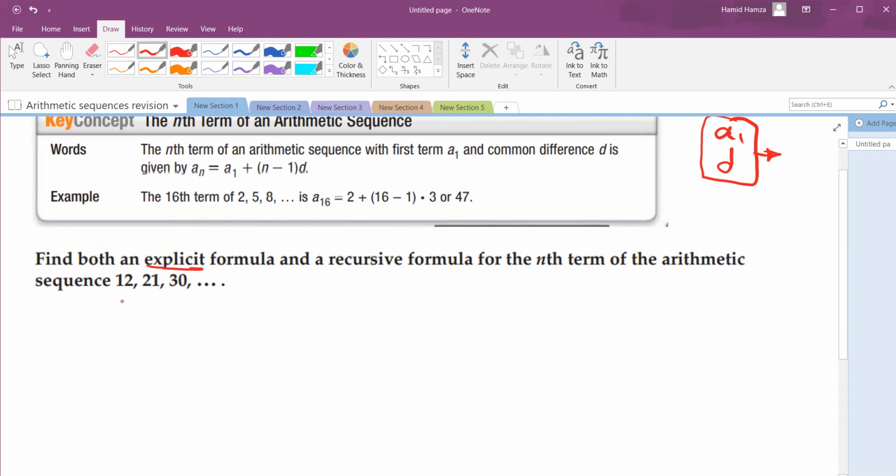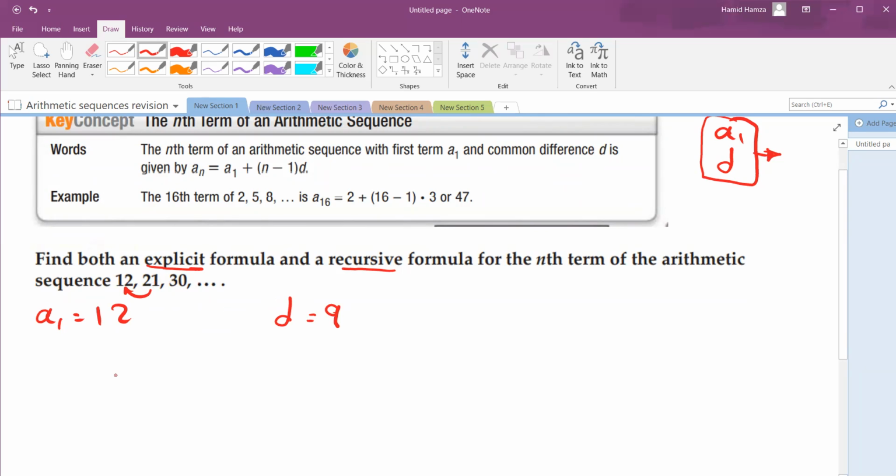In this one, he asked you to write the explicit formula and the recursive formula. So let's do this first, by finding the first term. The first term A1 equals 12. And D, the common difference: what is the difference between 21 and 12? We subtract 12 from 21, so the answer will be 9. This is the common difference.